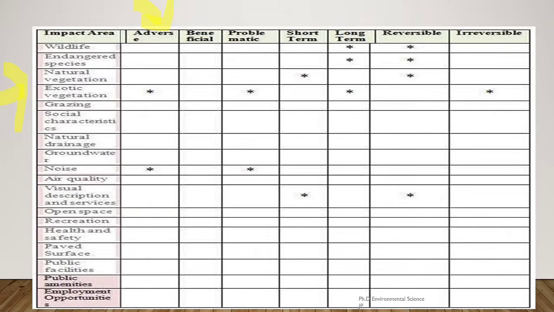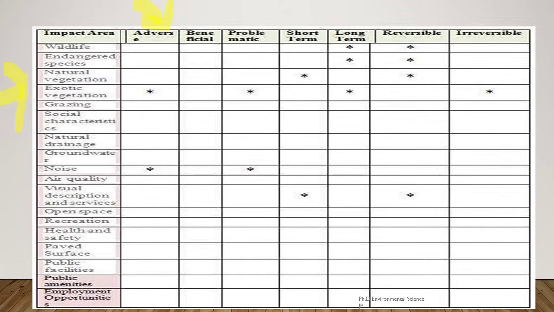Problematic, areas where impacts are uncertain or challenging to manage. Short term means immediate or temporary effects. Long term, lasting or permanent effects. Then reversible means the impacts that can be mitigated or reversed over time. Irreversible, permanent impacts that cannot be undone.